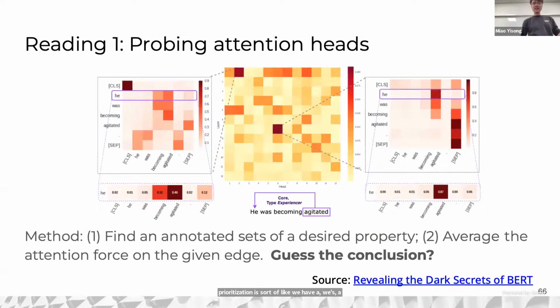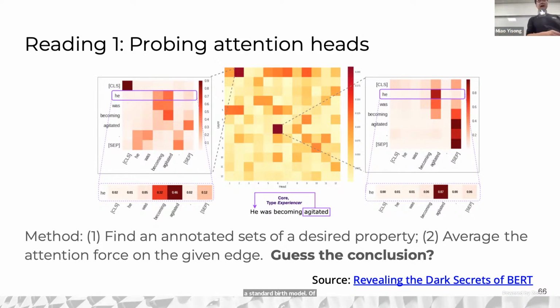Okay. And here are two recommended readings for you guys. I'm going to cover one paper in 1 minute for the sake of time. The first reading is about probing attention heads. As we discussed earlier, there are different functions for different attention heads. In this paper, they did a very good job analyzing a standard BERT model across its 12 layers.